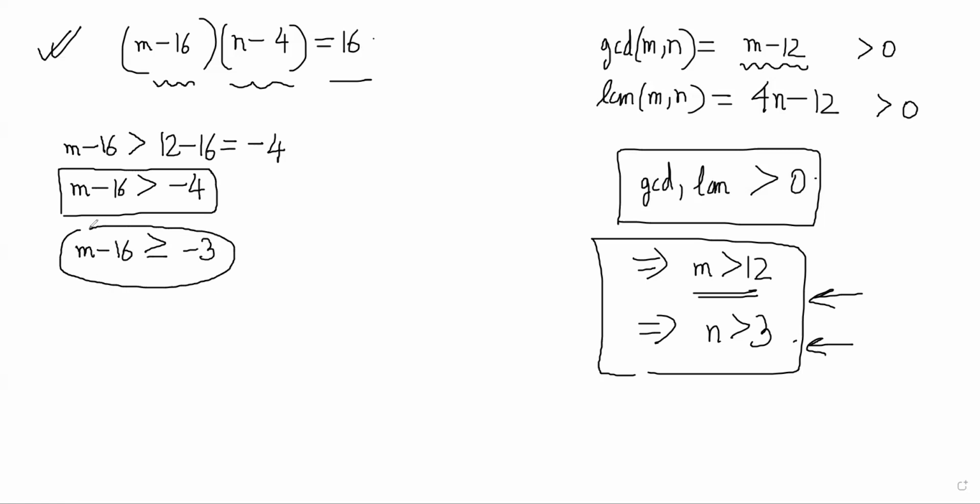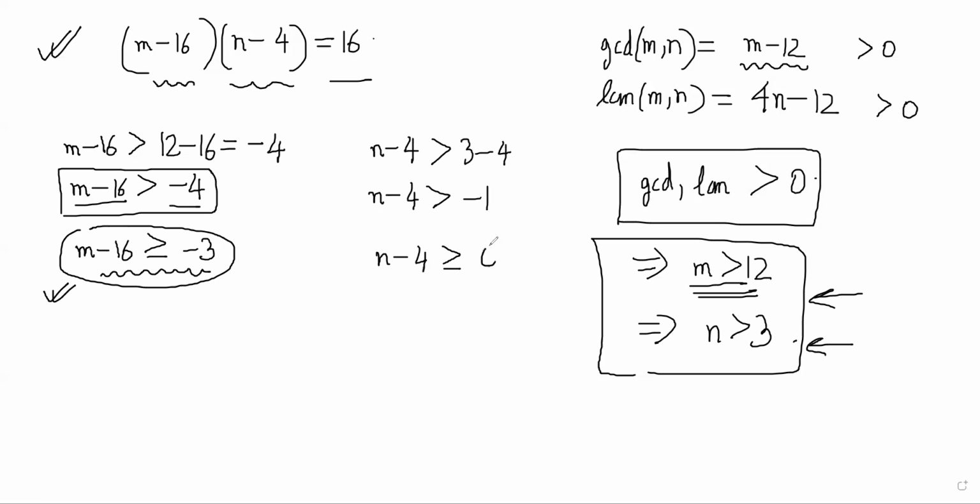I hope you understand what I am saying right now. Because of this condition, I can say that m minus 16 is greater than minus 4, and the next integer greater than minus 4 is minus 3. So this inequality is correct. Similarly, n minus 4 is greater than 3 minus 4. So n minus 4 is greater than minus 1. So we can say n minus 4 should be greater than or equal to 0, right?